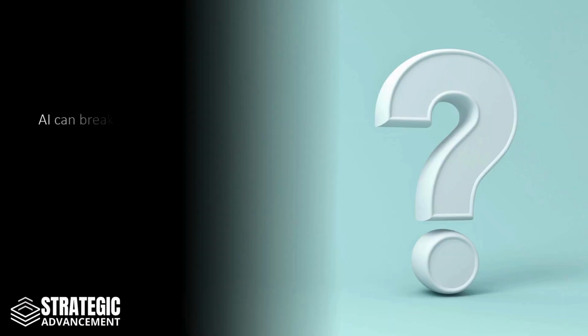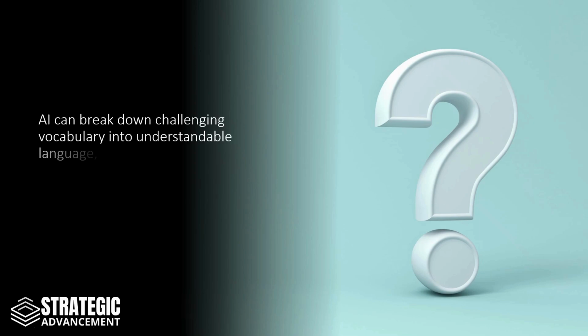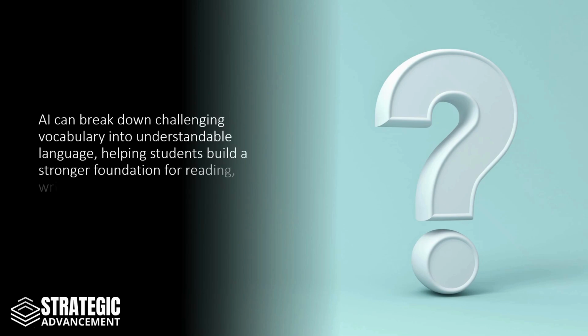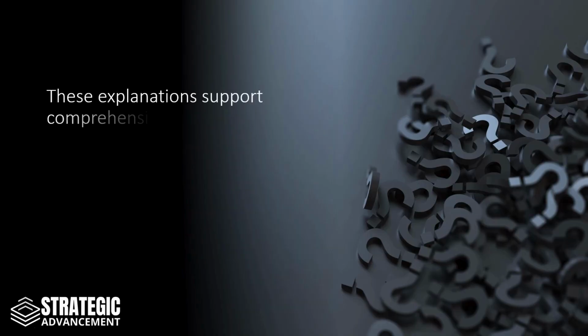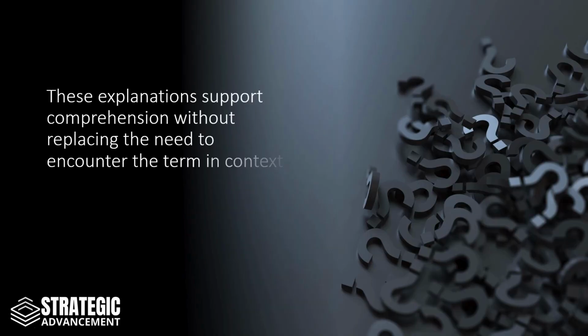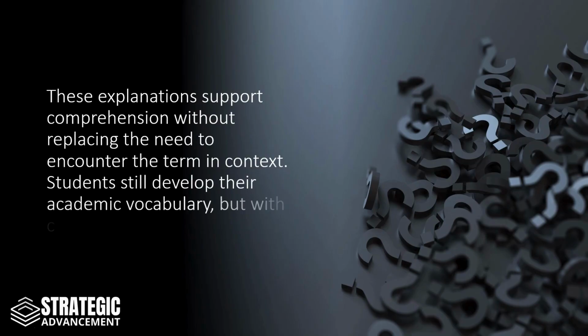AI can break down challenging vocabulary into understandable language, helping students build a stronger foundation for reading, writing, and class discussions. These explanations support comprehension without replacing the need to encounter the term in context. Students still develop their academic vocabulary, but with clearer pathways for success.